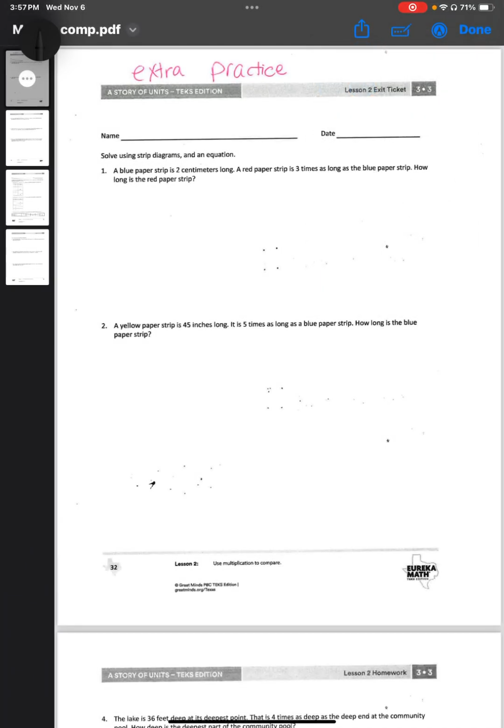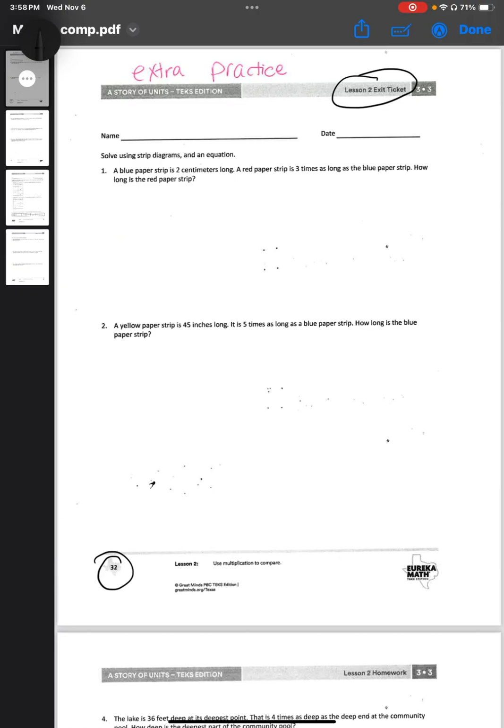I'm going to go over the page 32 lesson 2 extra practice that was sent home. This week we've been working on multiplication as comparison, and we're using multiplication to compare the size of different objects. A great way to do this is by drawing a math model, and there's a very specific model that works nicely for this, and it's a bar model.